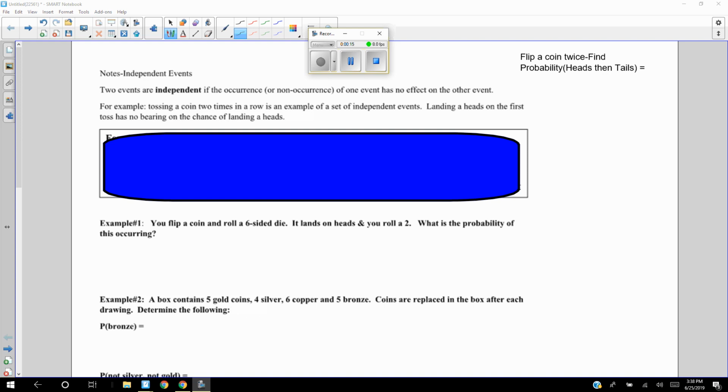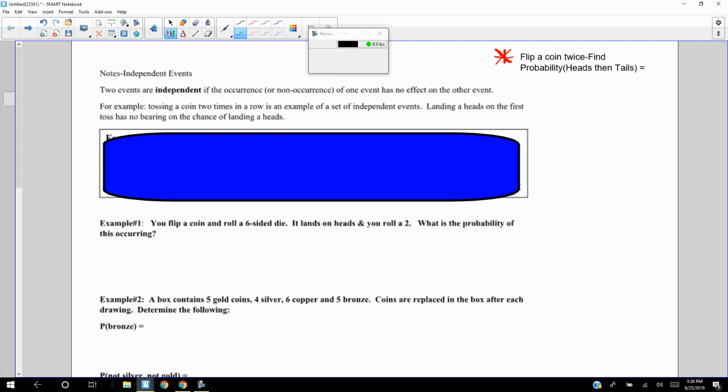If you toss a coin 2 times in a row, obviously the first time you toss it, you're either getting a heads or a tails. No matter what you got on that first toss, it's not going to affect the probability of getting a heads or a tails the second time. Both times it's 50-50. So when we look at this really basic example over here, if we flip a coin twice, find the probability of a heads and then a tails in that order.